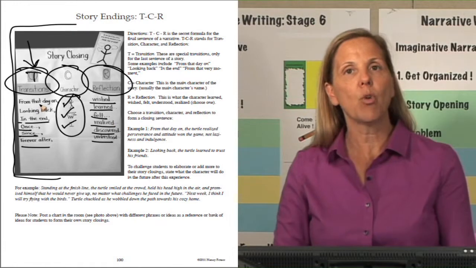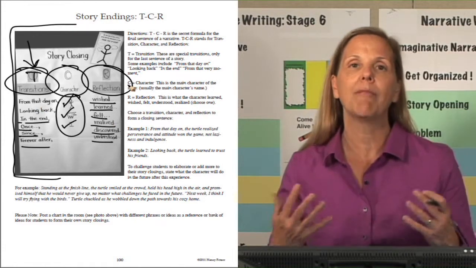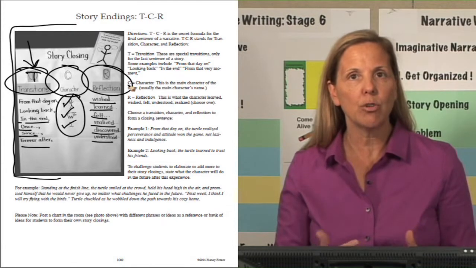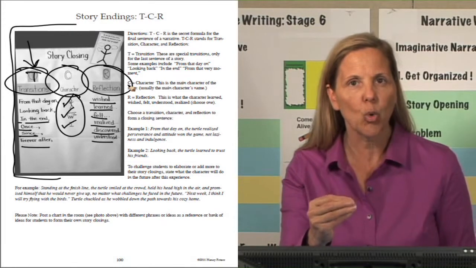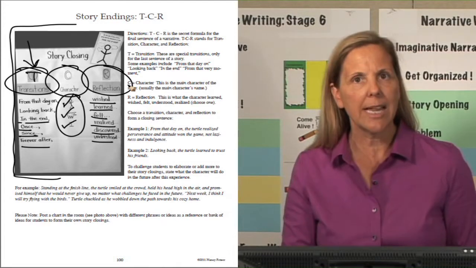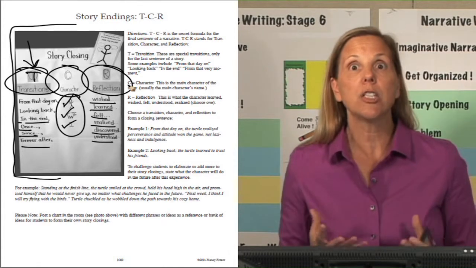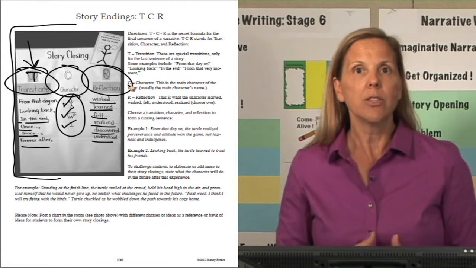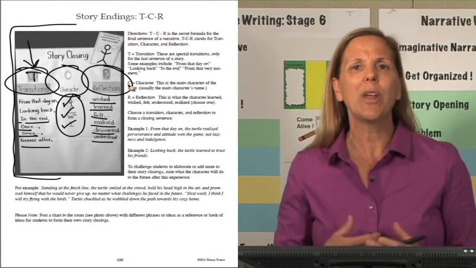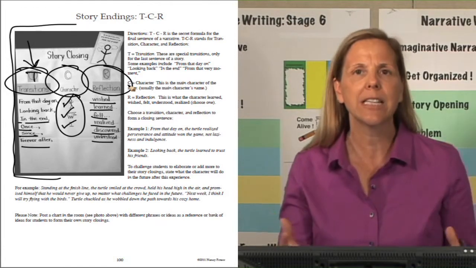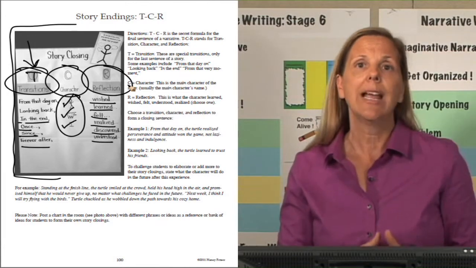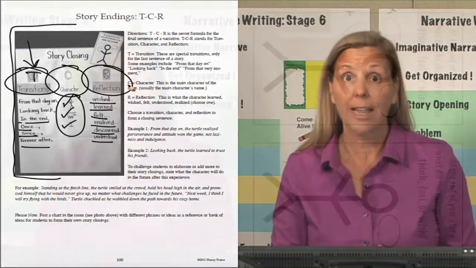You use this secret formula, TCR, to help them have that story closing. This is a fabulous way for your students to have that last sentence in their story. Many times, this is one of the most difficult sentences for students to write because they don't know what to put there. So sometimes they may write, that's the end of my story, I hope you like it. And we're trying to show them you want to end this by revealing the whole idea of the story, the meaning of the story. And you can do that through a reflection.